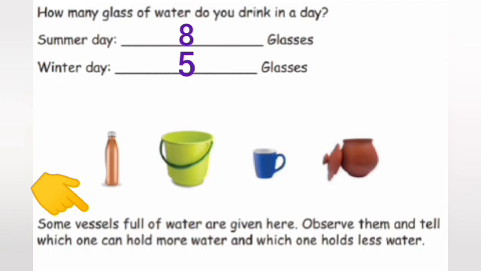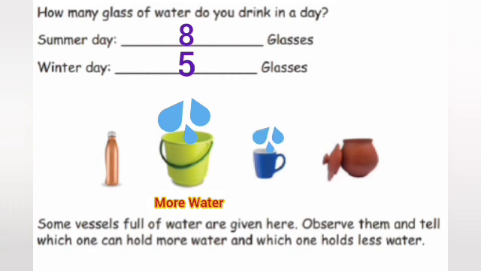Children, next one, some vessels full of water are given here. Observe them and tell which one can hold more water and which one holds less water. So, first one, water bottle, bucket, mug, pot. Among these, bucket can hold more water, mug can hold less water.